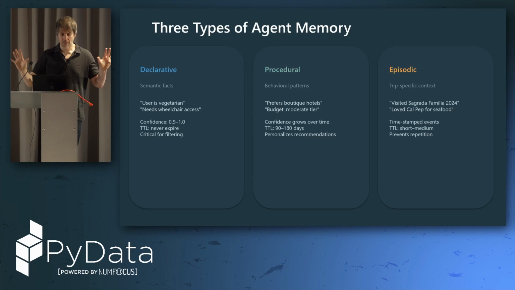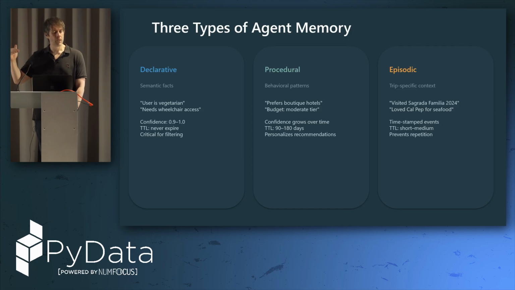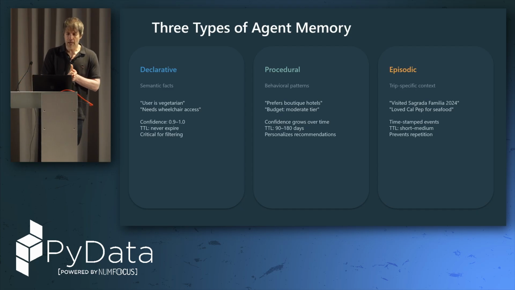And this is just to give this a more crystal clear understanding. What this has led to is defining 3 types of memory that you would typically store in an agentic system to make it efficient and able to recall memory at the right granularity and extract memory at the right frequency. So declarative memory, again, semantic facts; procedural memory, behavioral patterns; and episodic memory would be events or episodes. In this case, it would be trip specific to a travel advisor. And you can see the examples there. Declarative: user is a vegetarian, needs wheelchair access. Procedural: prefers boutique hotels, budget, moderate tier, and so on.